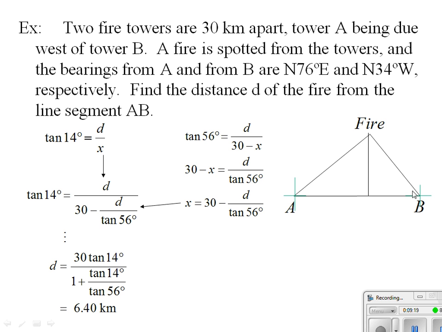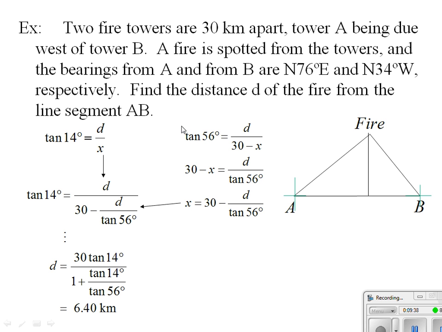So if I set it up as tangent of 56 is D over, well, the bottom there needs to be 30 minus X, since the whole way across was 30 and we already named the other piece X. What's left is 30 minus X. So again, my tangent function will be D over 30 minus X.